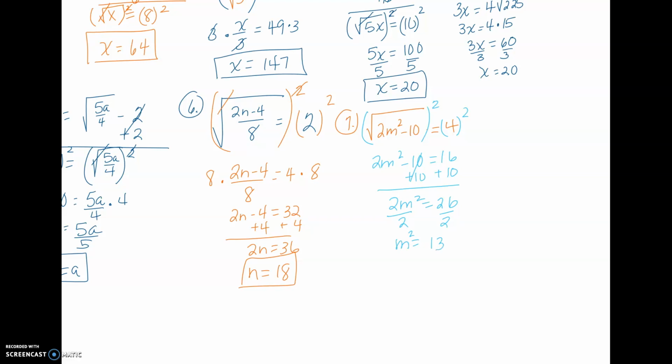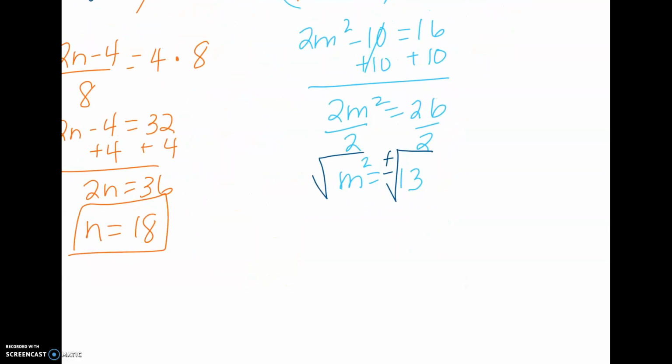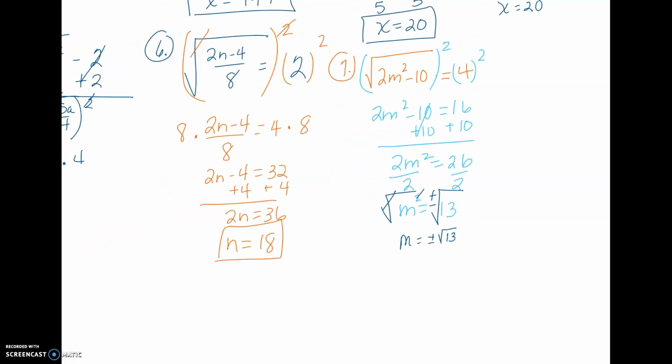Now, I want just m. So this time we want to get rid of something squared. To undo something squared, we square root both sides. And when we square root both sides, it's positive or negative square root of what we're doing. So that takes care of that squared, and we have m. m equals positive or negative square root of 13. And 13 does not have any perfect square factors. So I'm done.